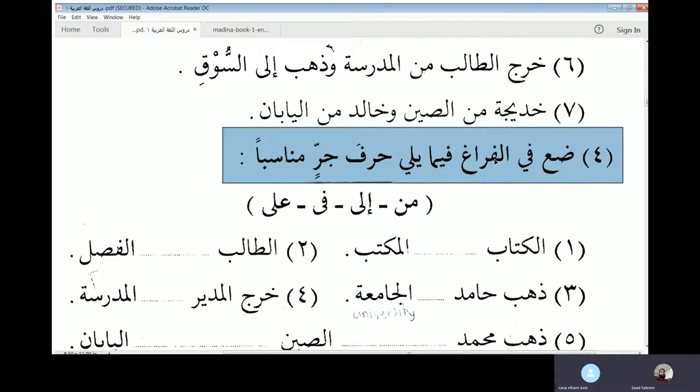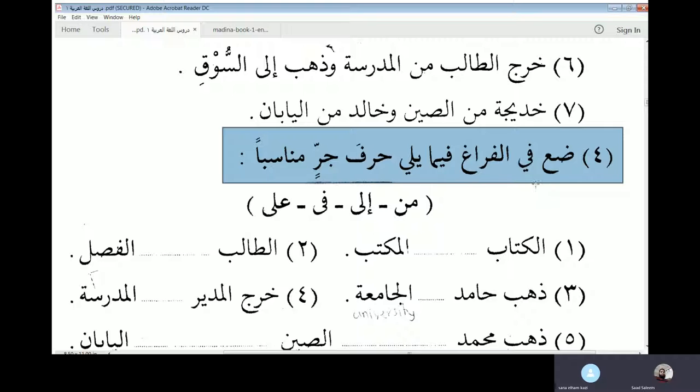فراغ في ما يلي حرف جر مناسبا. Fill in the blank with the appropriate preposition from the following. Huruf is words, jarin, preposition. Harfa jarin means preposition. Munasiban, appropriate.